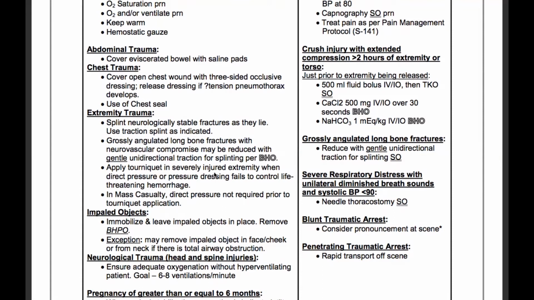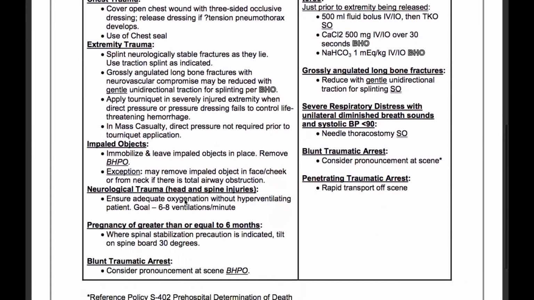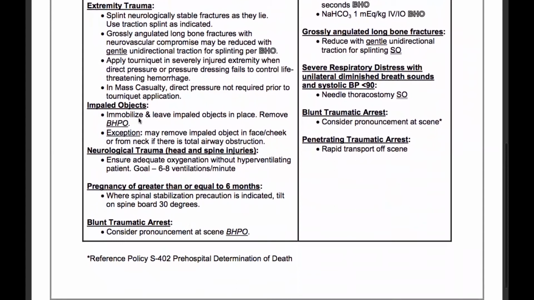Apply a tourniquet in severely injured extremity when direct pressure or pressure dressing fails to control life-threatening hemorrhage. In mass casualty, direct pressure not required prior to tourniquet application. Impaled objects. Immobilize and leave impaled objects in place. We remove only per base hospital physician order.